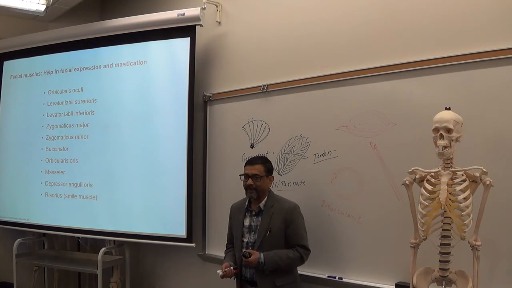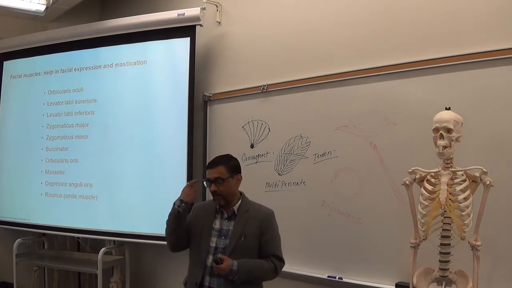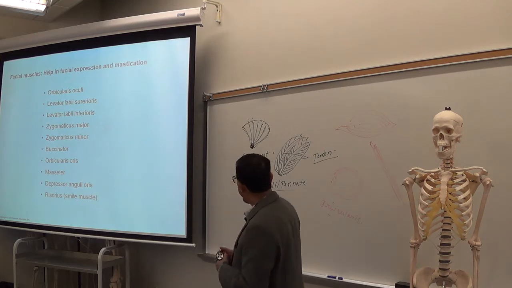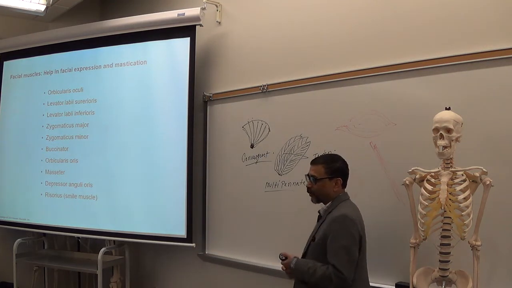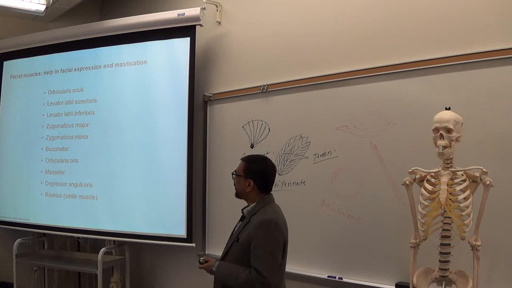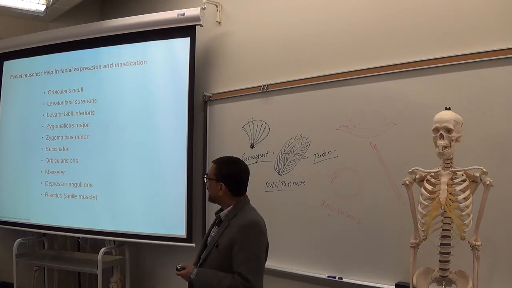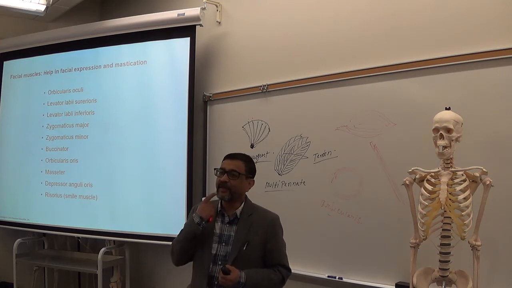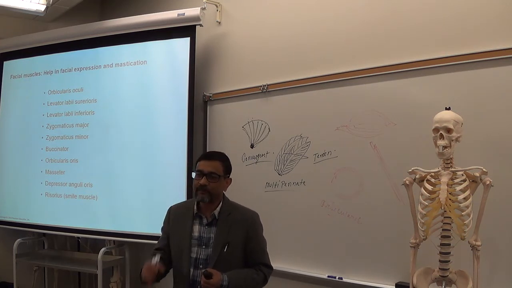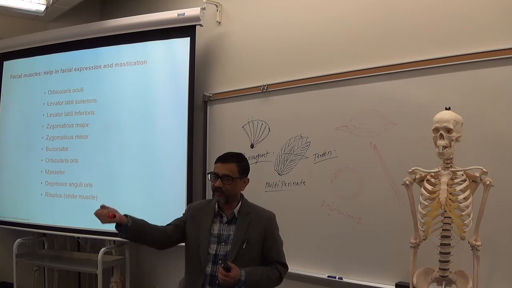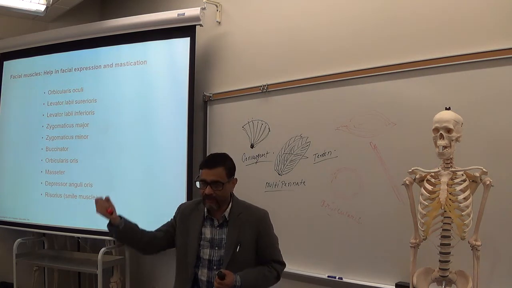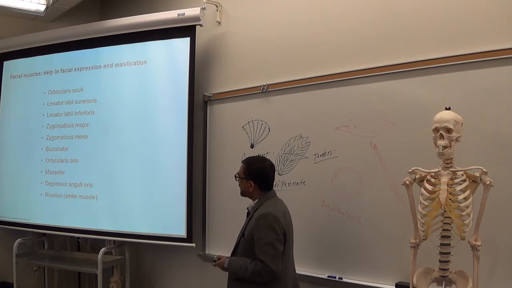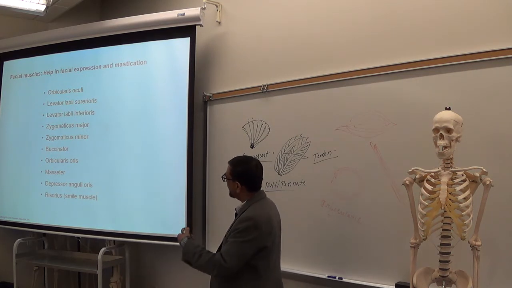Orbicularis oculi. Orbicularis means what? Round, right? Oculi means eye. So around your eye, the round muscle is orbicularis oculi. Levator labii superioris. Depressor labii inferioris. Labii indicates lip. Levator pulls up, depressor pulls down. Okay? Superioris means above, inferioris means below.